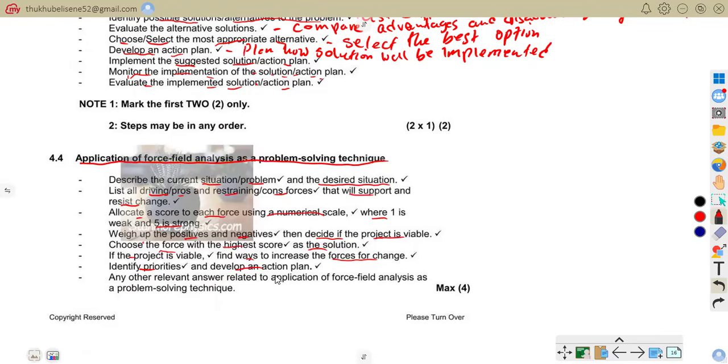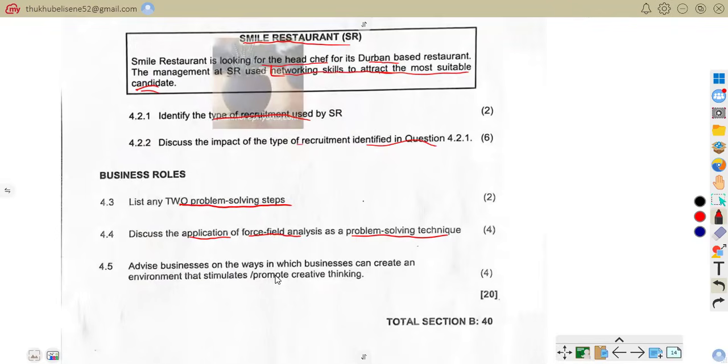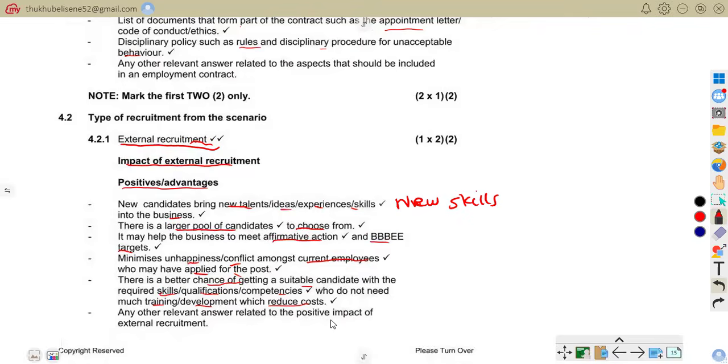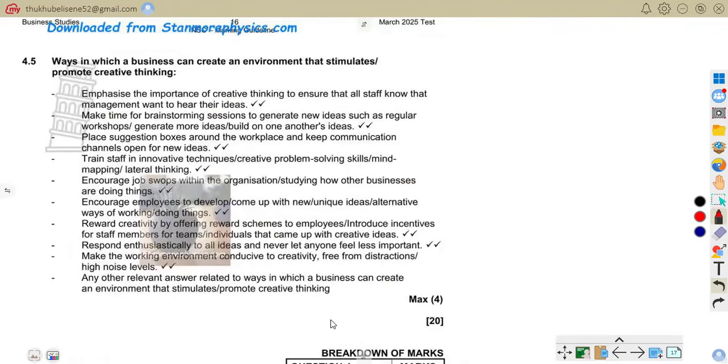So that is that. So now let us go to question 4.5. Question 4.5 says, advise business on the ways in which business can create an environment that stimulates or promotes creative thinking. So here we are on 4.5. So here we are saying ways in which business can create an environment that stimulates or promotes creative thinking.